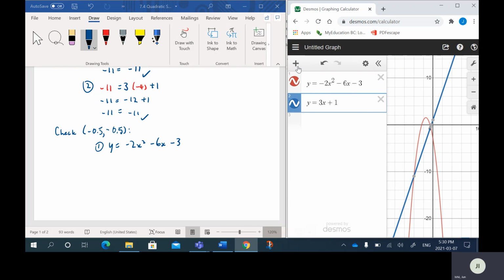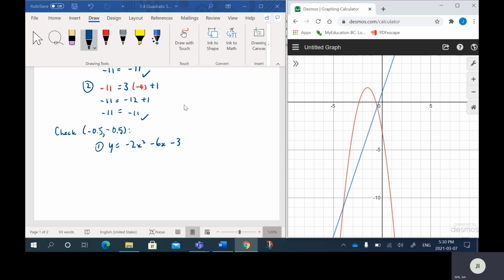I just want to make sure I got that right. Yep. All right, so let's just plug that in. So negative 0.5 equals negative 2 times negative 0.5 squared minus 6 times negative 0.5 minus 3.